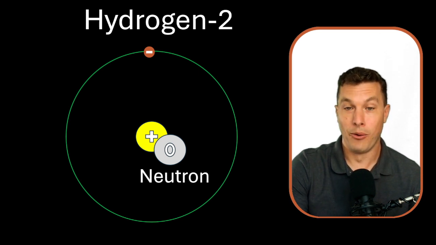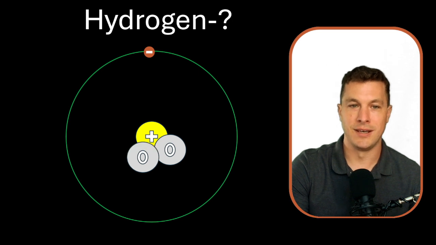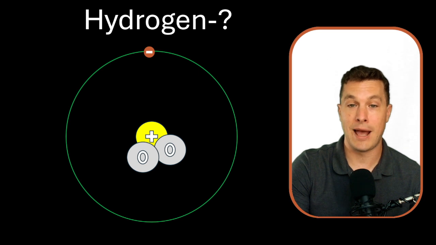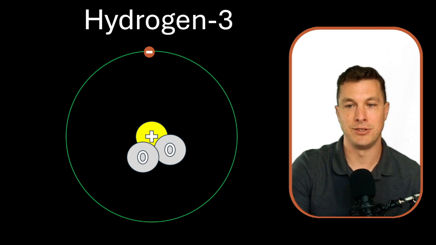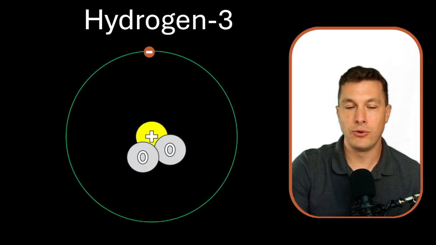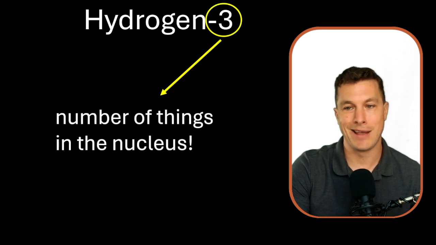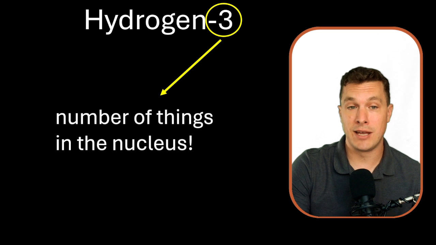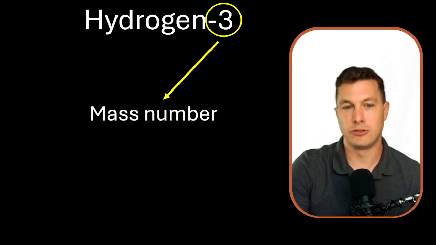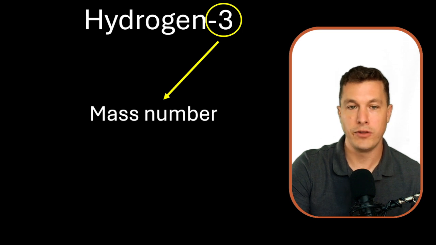Very exciting. What happens if I go crazy and I add another neutron? Totally possible. What do I have then? I bet you can guess. It's hydrogen 3. That 3 there just tells me the number of things in the nucleus. And the only thing that can be in the nucleus is protons and neutrons. Really important to keep that in mind. And in this case, we got 3 of them. A fancy name for that number is the mass number. It's basically the number of things that really contribute to the mass of our atom, because only protons and neutrons really have a significant amount of mass.